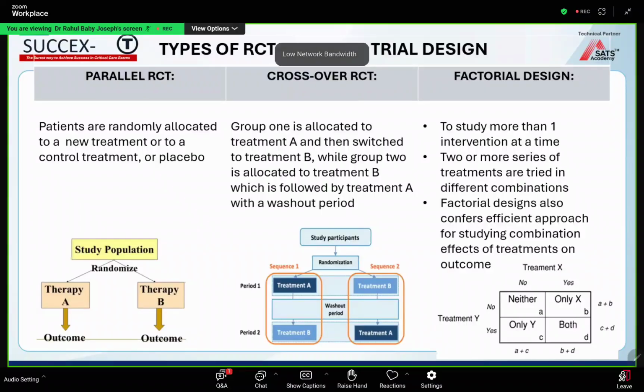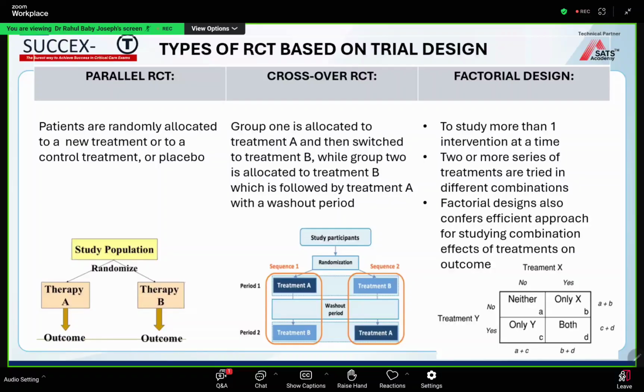Based on the type of trial design, RCTs can be divided into parallel RCTs, crossover RCTs, and factorial RCTs. In parallel RCTs, you are commonly just dividing into therapy A or therapy B, and analyzing the outcome. In a crossover RCT, initially the group receives a particular treatment. Then after a washout period, the group receives the other group's treatment. So this is crossed over. And the advantage is that the same group of people receives both treatments.